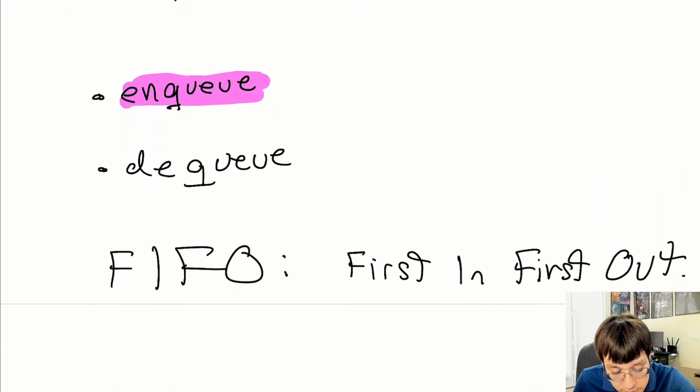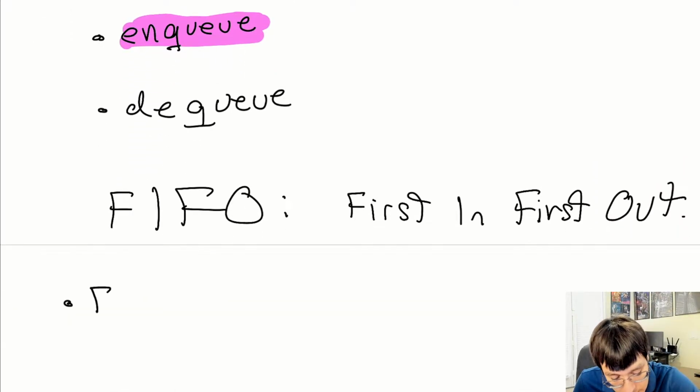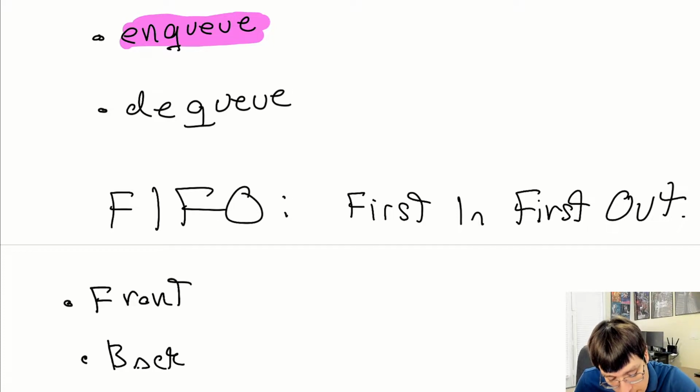Front is a term that is used in queues, and also we have the term back. Now, I think these are also pretty intuitive, but just to be safe, what I mean with front and back is that the next person or the next item to be served out of the queue is always going to stand at the front of the queue.